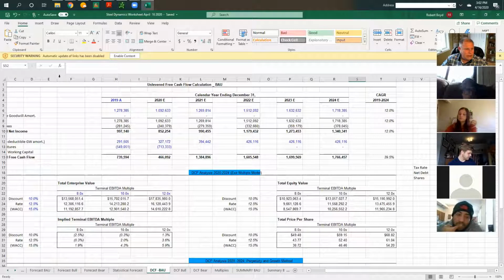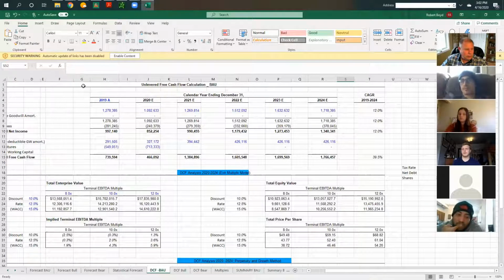Now I'm just going to tighten this up so you can see a little better, or I can see better.